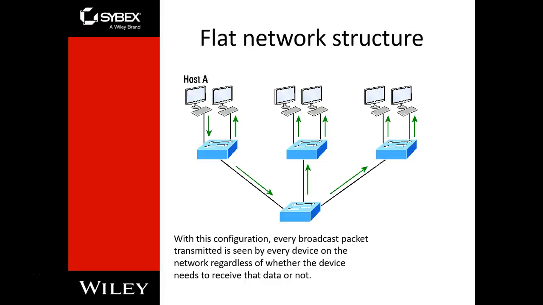So what a flat network structure means is they're all a single broadcast domain. Every broadcast packet is transmitted and seen by every device. And you can get an awful lot of traffic with broadcasts, particularly if we get a storm.